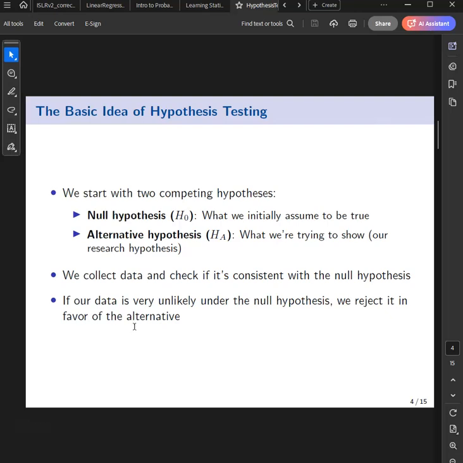We collect data and ask, is this data consistent with the null hypothesis? If our data would be very unlikely under the null hypothesis, we reject it in favor of the alternative. It is like saying this data is so inconsistent with our initial assumption that we should consider the alternate hypothesis instead. So it's kind of a negation approach that we take in this framework.